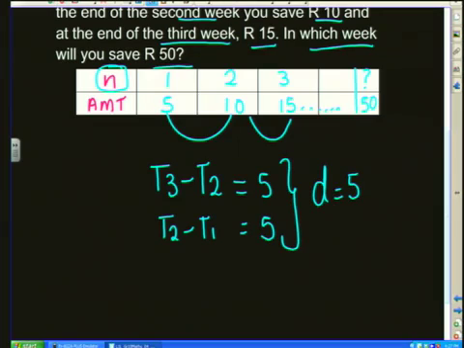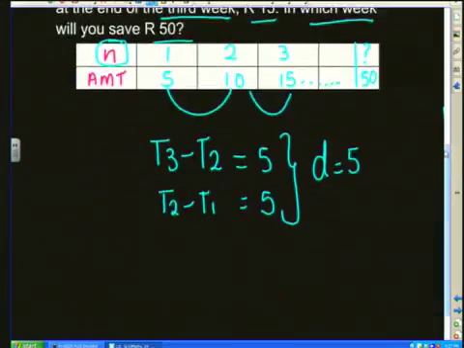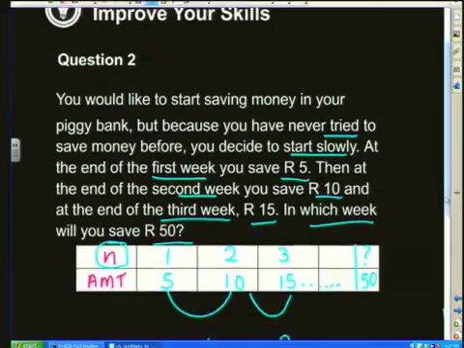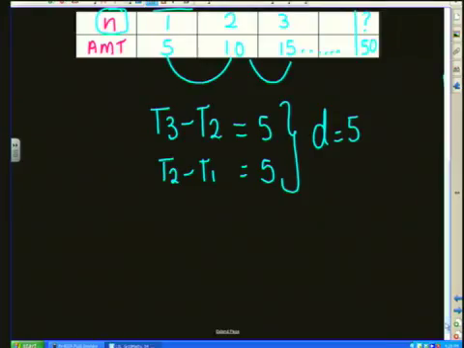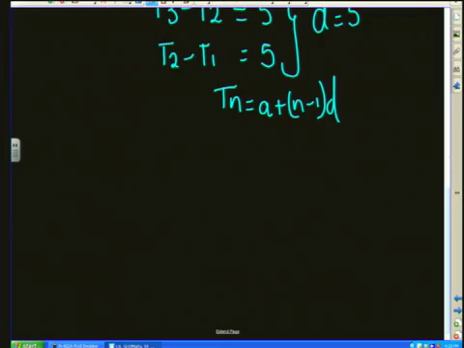When you use that formula, Tn is equal to a plus n minus 1 times d. So if we're using Tn is equal to a plus n minus 1 times d, in order for this formula to work out, for me to get a general term out of it, I need a and I need d. So the first term, a, we know is equal to 5 because you save 5 Rand in the first week, plus n minus 1 times d, your difference each week is 5 Rand.